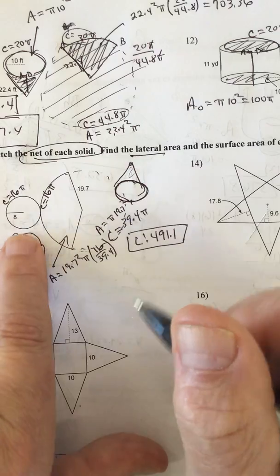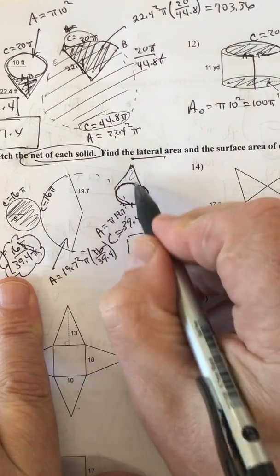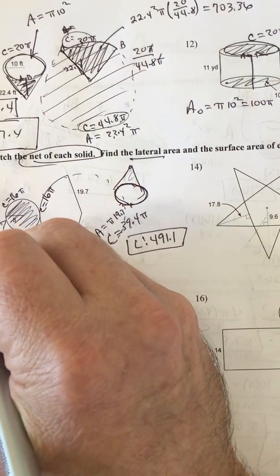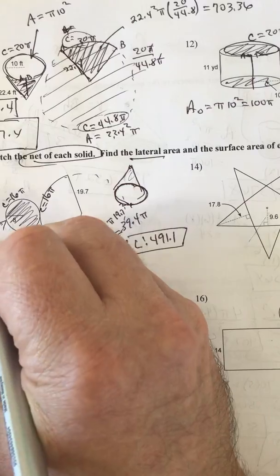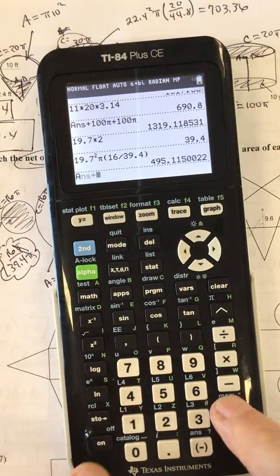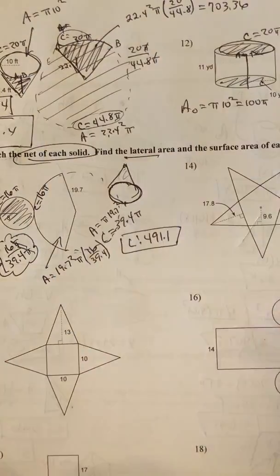Okay, and then to get the surface area, we just add in the lid. So that was the cone part. That's this, the cone part. Now we need the lid. So the area of a lid is pi r squared. So I'm going to add in another 64 pi. 696.2.